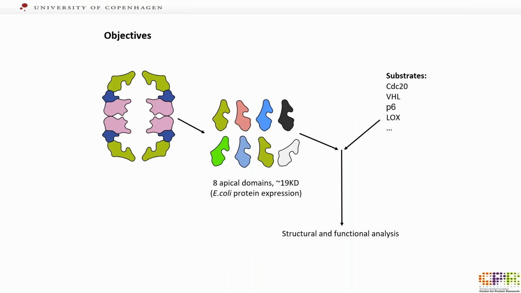Therefore, my objective is to express and purify 8 different apical domains as well as selected substrates, and then, by structural and functional analysis, understand how exactly apical domains can recognize and bind different substrates.